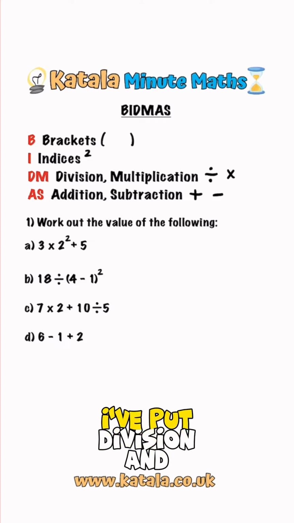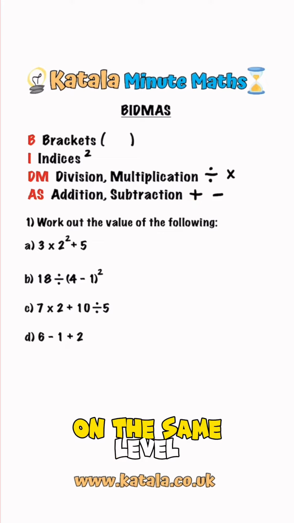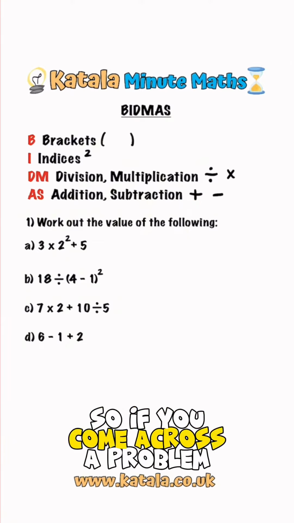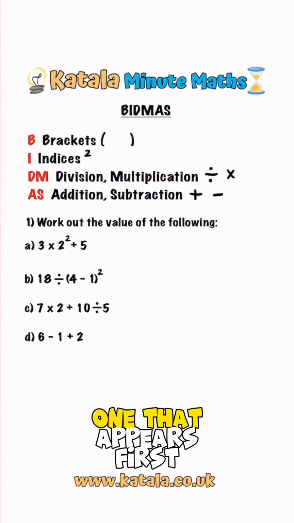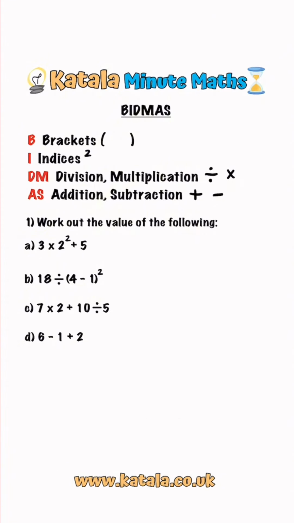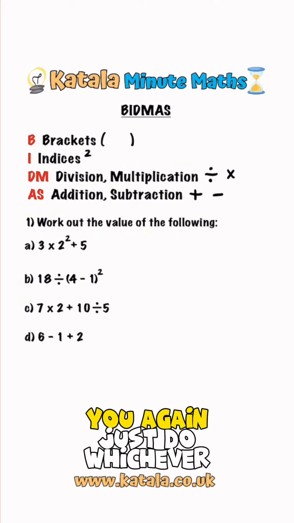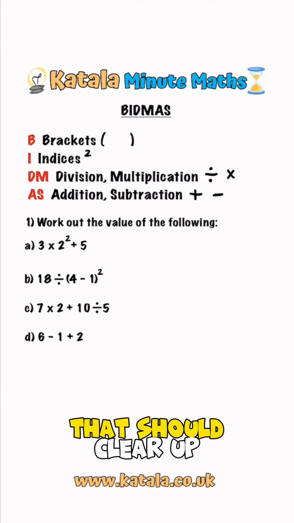Now you'll notice I've put division and multiplication on the same level, and I've also put addition and subtraction on the same level. And that's because they carry equal weighting to one another. So if you come across a problem that has division and multiplication in it, you basically just do the one that appears first from left to right. At the same time, if you come across a problem that has both addition and subtraction in it, you again just do whichever appears first out of the two. We'll do some examples in a minute that should clear that up.